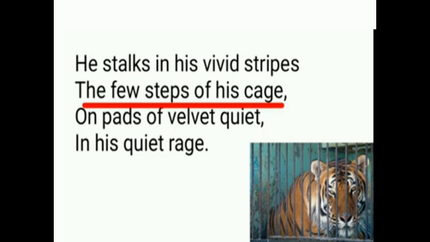Now, in this stanza, the poet wants to say that the tiger in the zoo walks in the limited space provided to it in the cage. It takes a few steps. There are stripes on its body which are quite prominent, very clear. Its paws are soft like velvet. No noise is produced when it walks on its pads of velvet. The tiger is silent but is in anger.